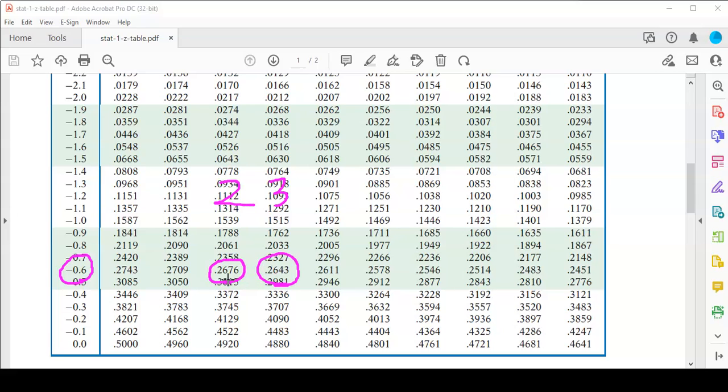Somewhere in the middle between 0.2676 and 0.2643, maybe about 0.266 something, 0.265 something. That's my estimation. Or you can use either this one or that one. I don't actually mind because it's approximation anyway. But 0.265 something, that's what I would expect here.